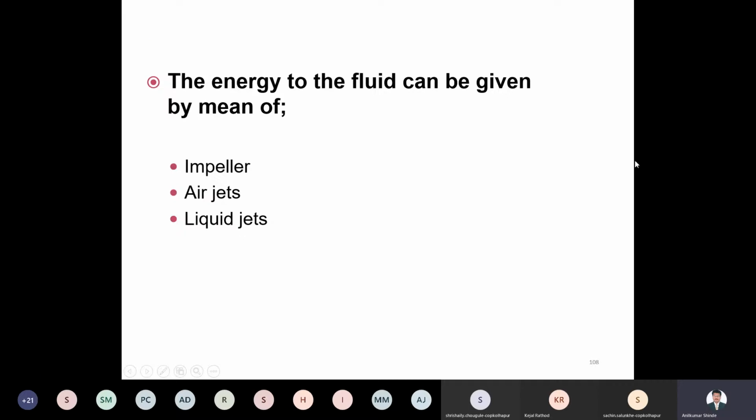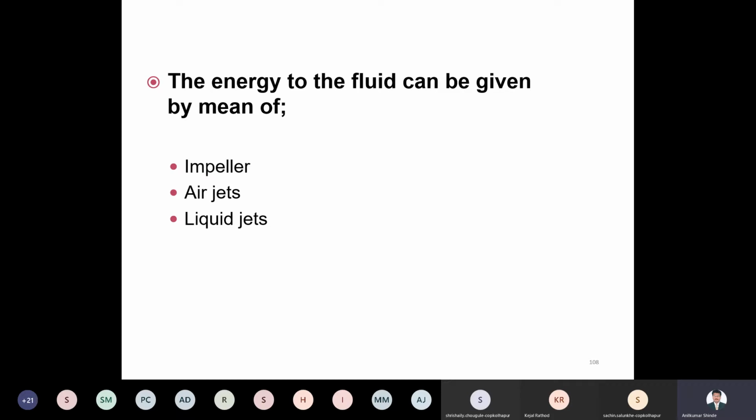Then we can use different impellers for energy. Particularly for mixing of liquid, semi-solid or solid formulation, the highest energy is required for the mixing. We have seen that different shearing forces are required for the flow of the liquid from one place to another, and 100% mixing should be possible. So energy should be required for that, right? Energy is created by impellers, air jets, and liquid jets. These are the different examples.